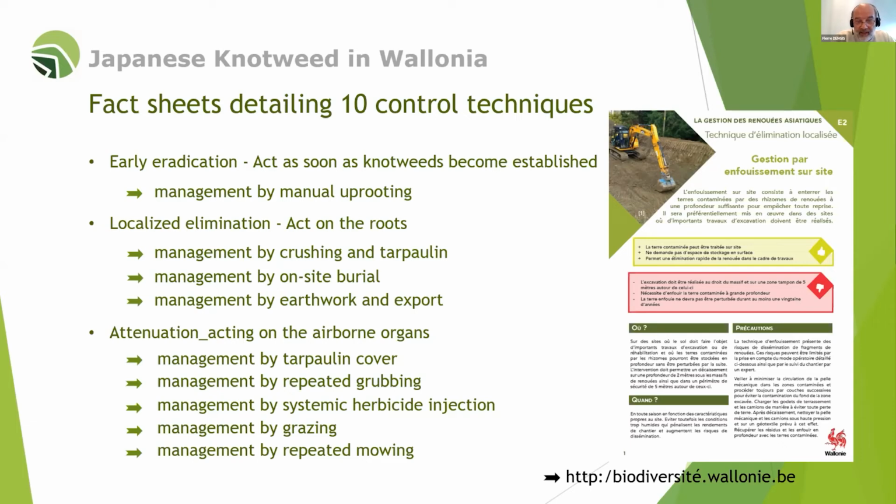And the third family is based on attenuation. Attenuation, I mean methods that will tire the plant to the point of exhaustion. So, for example, repeated grubbing, repeated grazing or mowing, tarpaulin cover. These are some examples. There is even a technique that involves injecting herbicide directly into the stem. And the choice of these techniques depends on the objective pursued, but also on the means available and the local constraints.